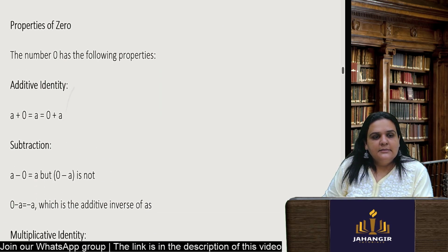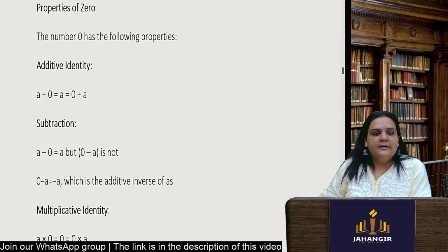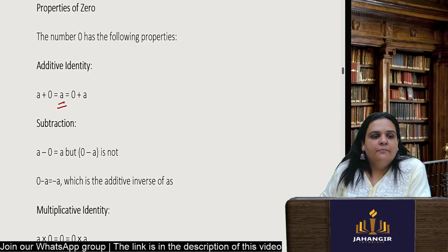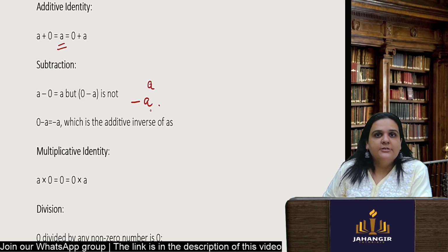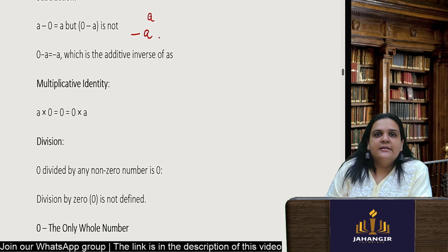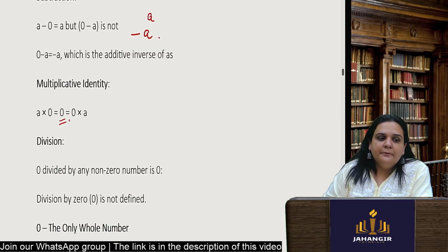Let's see, there are certain properties of 0. When you add 0 to a number, the answer will be the number itself. When you subtract, a minus 0 gives me a. But 0 minus a gives me minus a. Minus a is not a whole number, and it's not a natural number. It is an integer. Okay. Multiplication: if I multiply 0 with any number, it will always be 0. So 0 is a whole number.